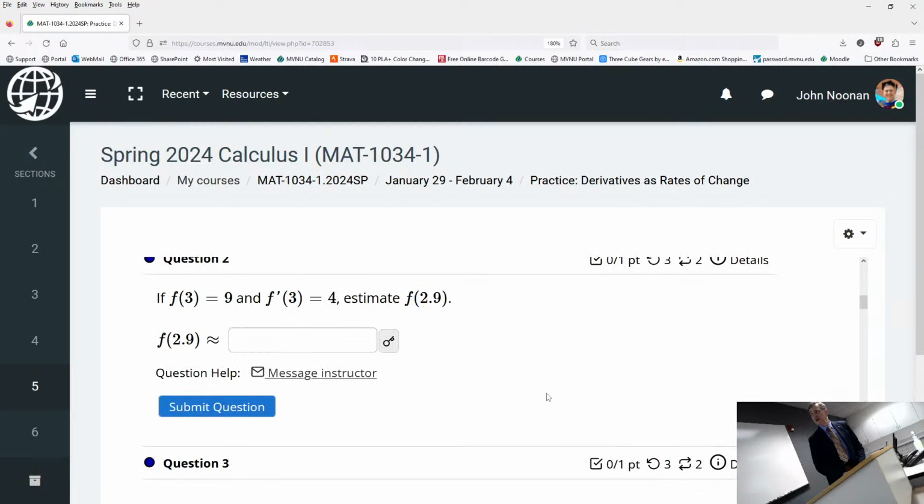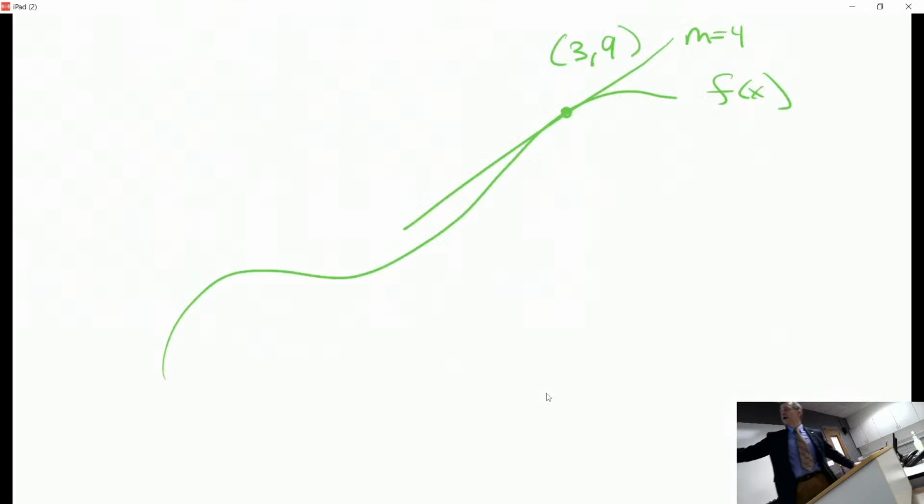So number 2, it says f of 3 is 9, f prime of 3 is 4. I want to estimate f of 2.9. Give me a sec here. So let me just show you what this is referring to. Hold on a minute. F prime of 3 is 4. Hold on a minute. Okay. So given this information, you could imagine a graph that looks something like this.